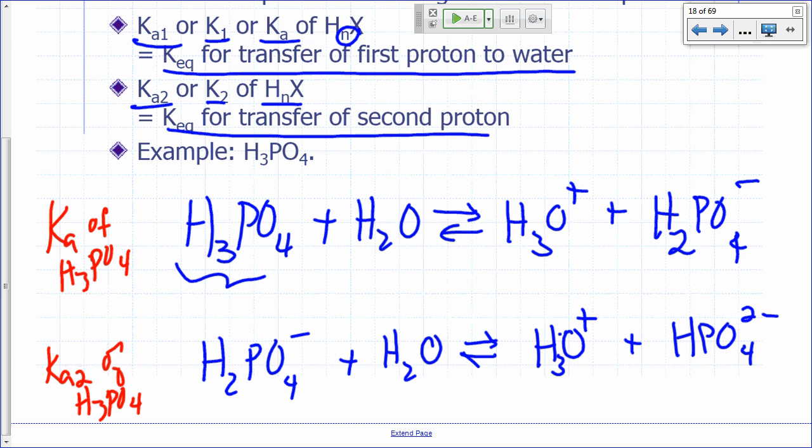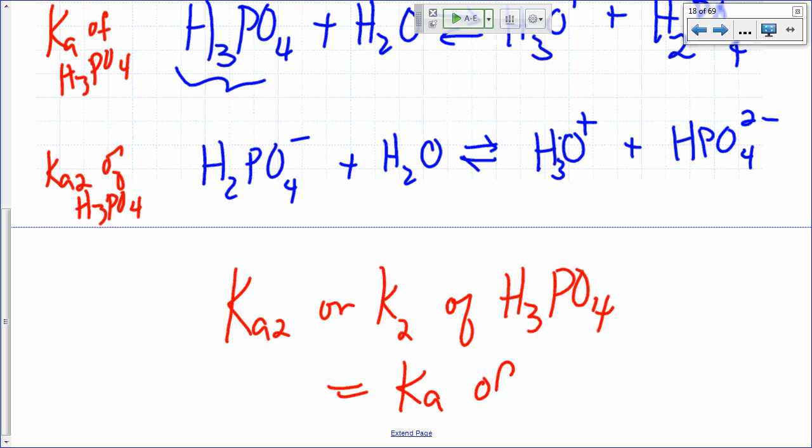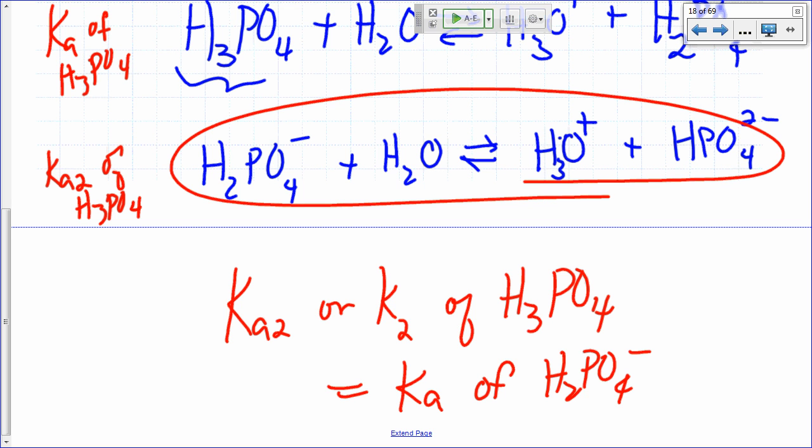The Ka for this one is the Ka2 of H3PO4. In other words, what we're saying is the Ka2 or K2 of H3PO4 is the same thing as the Ka of H2PO4 minus. If you just look at this, you'll say, oh, that's the Ka of H2PO4 minus. This is the Ka of the proton donor. But you can imagine this is having come from H3PO4, so you can say that's the second step in the ionization of H3PO4. So that's the Ka2 or the K2 of H3PO4.